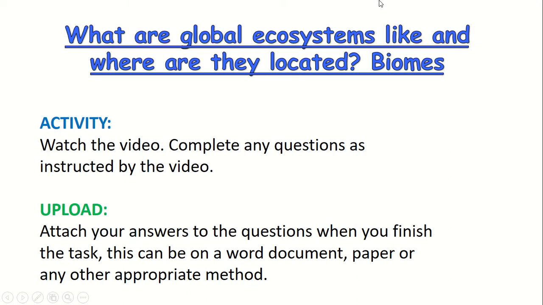Hi guys, welcome to lesson 2 of the ecosystems unit. Today we are going to be looking at what global ecosystems are and where they're located, and the better term for them is a biome.